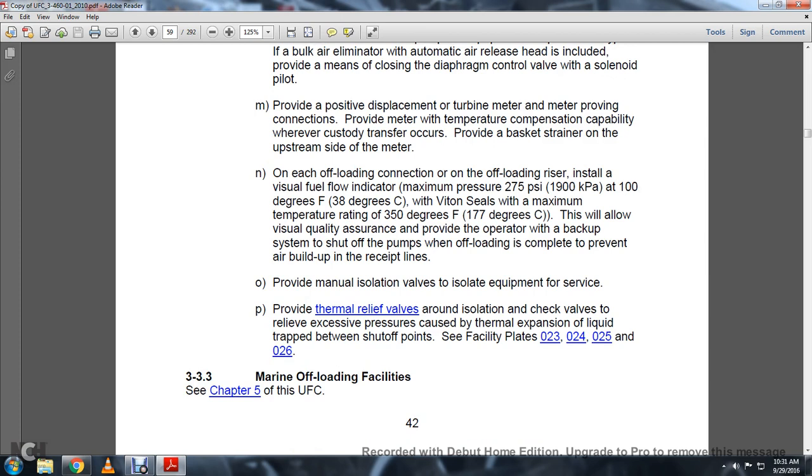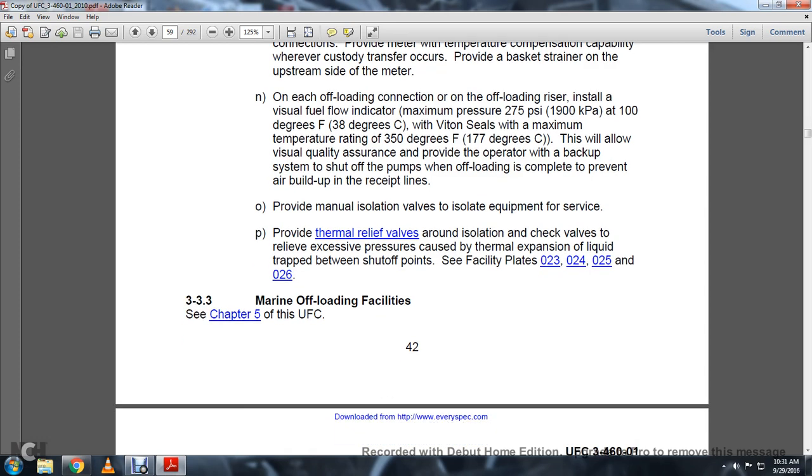On each side of the loading connection with the offload and loading risers, install a visual fuel flow indicator with a maximum pressure of 275 psi at 100 degrees Fahrenheit, with Viton seals with a maximum temperature rating of 350 degrees. This will allow visual quality assurance and provide the operator with a backup system to shut off the pumps when offloading is complete, to prevent air from building up in receipt lines.